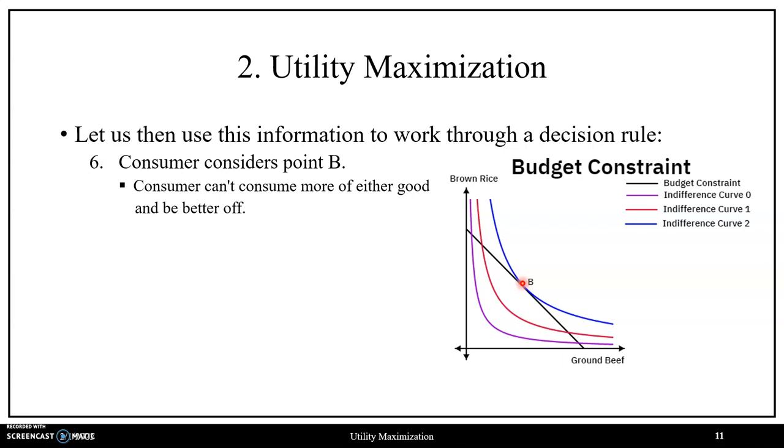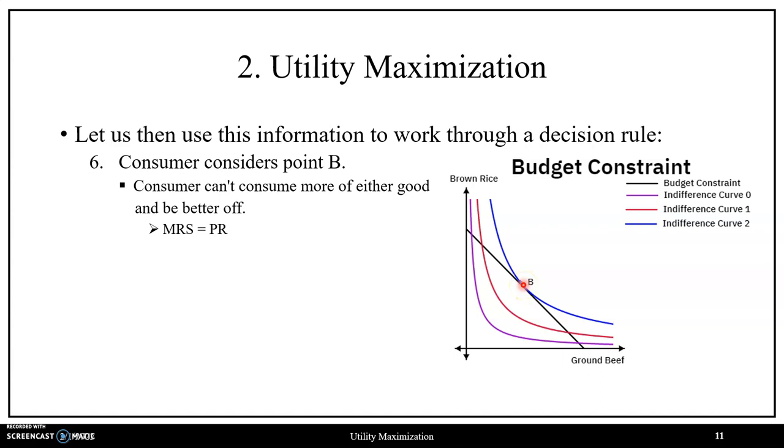When we look at point B, if the consumer tried to consume further quantities of ground beef and less quantities of brown rice, this would make them worse off, and this would put them on a lower indifference curve, which means lower utility. Therefore, they do not have incentive to consume more ground beef. And if they try to consume further quantities of brown rice and less quantities of ground beef, we have the same story, in that this would put them on a lower indifference curve, which means lower utility, and that means making them worse off.